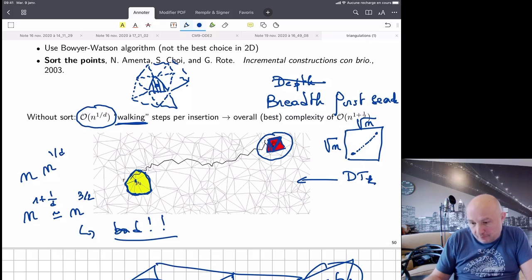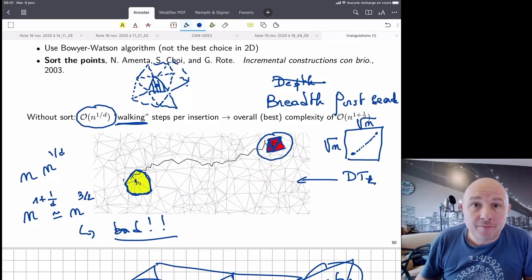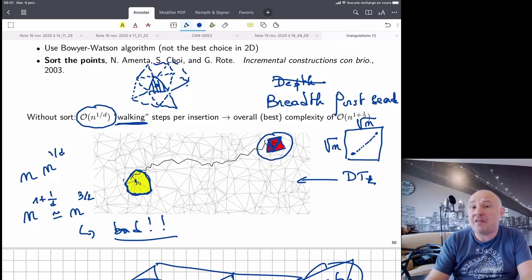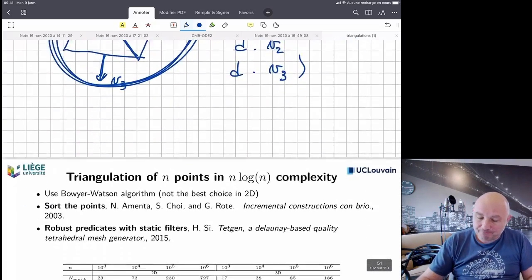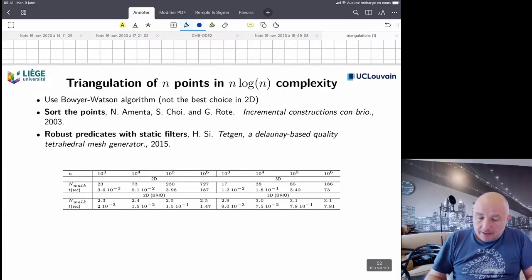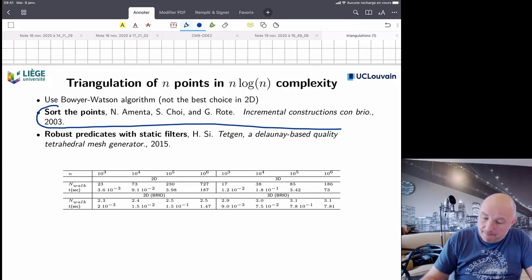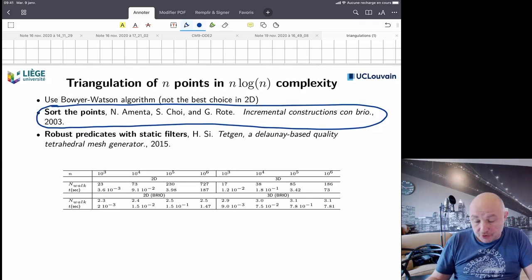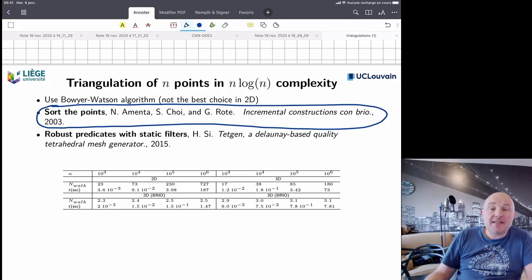Because you want to have something which has the complexity of Fortune's algorithm, which is n log n. Because if I only have that algorithm, I would never use this Bowyer-Watson algorithm in 2D, because I would create the Voronoi diagram, compute its dual, and I would do that. Yes, but the idea is that, and I'll show you how it works, what we want to do is sort the points in such a way that when you have two consecutive points that you add in the triangulation, these two points are close.